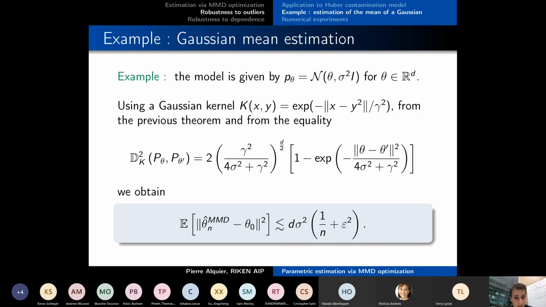And also, once again, this method is universal. It does not have to be used only for Gaussian estimation; it can be used for any parameter estimation, while the method that reaches the rate d over n plus epsilon squared relies very strongly on the Gaussian assumption. So if you want to be more general, then maybe you have to lose something somewhere.